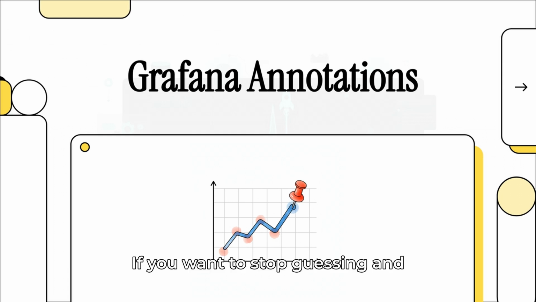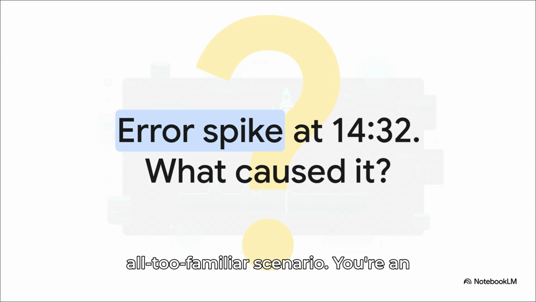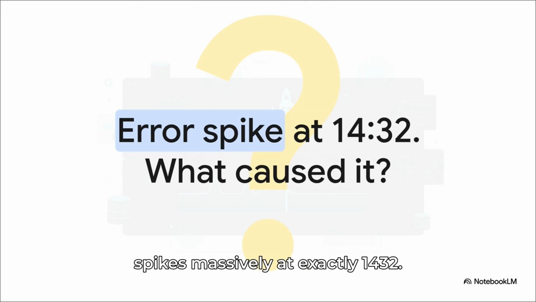If you want to stop guessing and actually start knowing exactly what's happening in your systems, well, you are definitely in the right place. Okay, let's dive into this. Picture the visceral, all-too-familiar scenario. You're an IT support engineer and you're staring intensely at a dark-themed Grafana dashboard. Out of absolutely nowhere, an error rate metric spikes massively at exactly 14:32. Your adrenaline jumps, right? But what actually caused it?